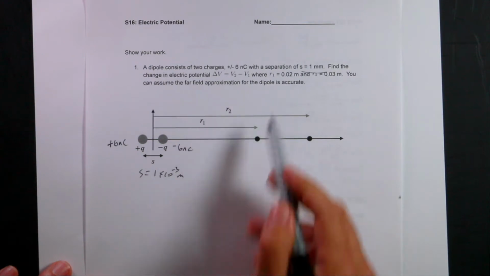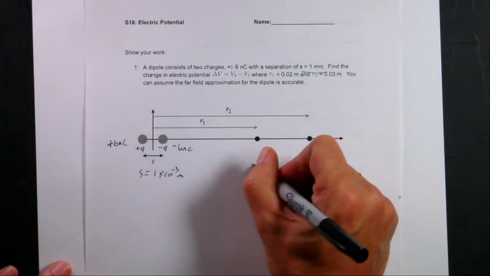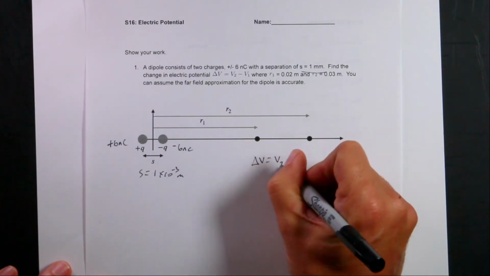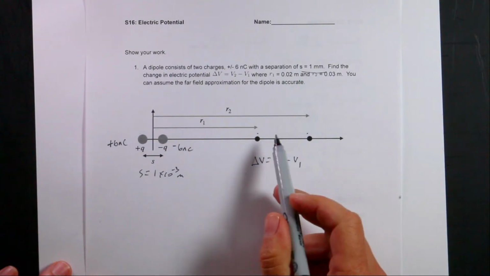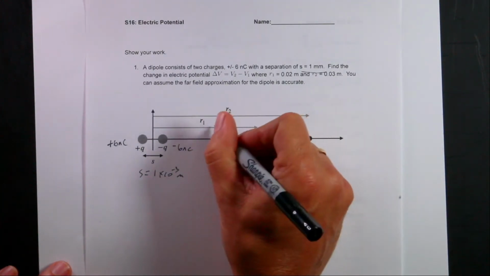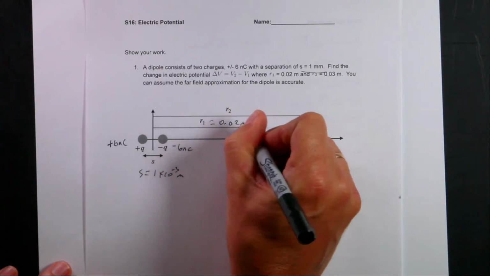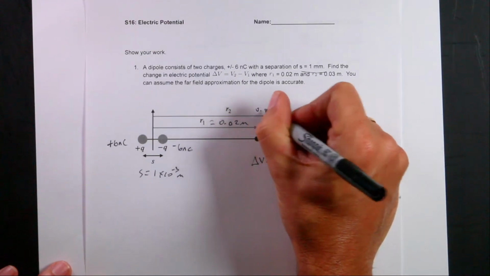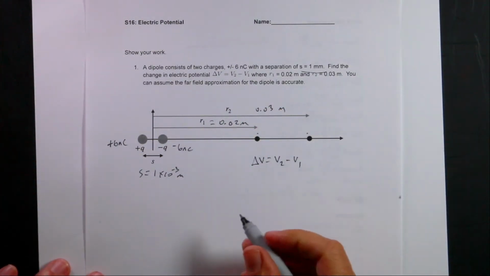And then here we have point R1 and a point 2, and I want to find delta V. Delta V equals V2 minus V1, so going from 1 to 2. So what's the change of potential? And this R1 is equal to a magnitude of 0.02 meters, and this is 0.03 meters. But I mean, it doesn't really matter. We can put in the numbers later, and it's not that interesting.